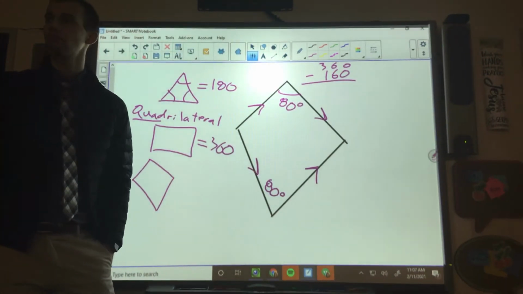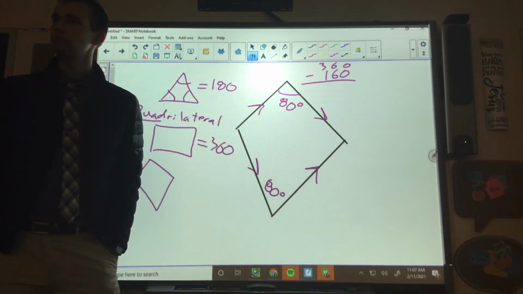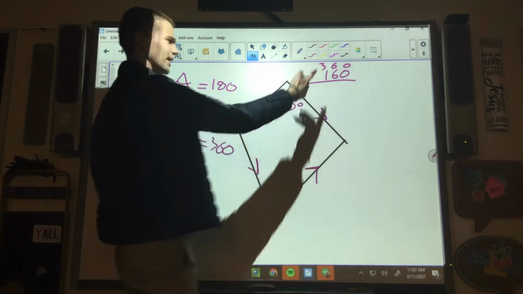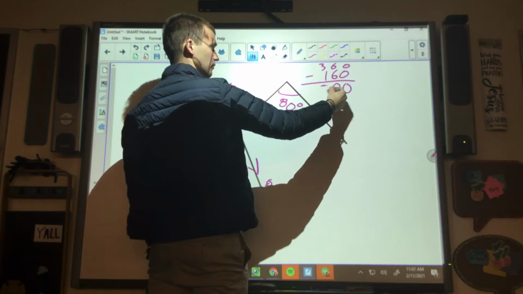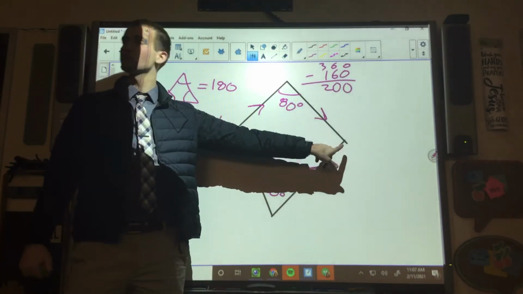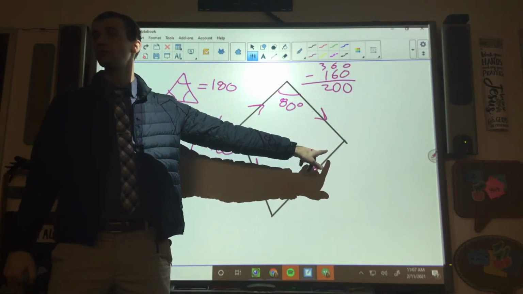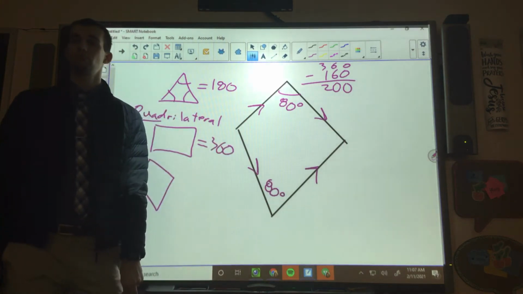This one's going to take me a little bit. This should not take you a little bit. 0 minus 0 is 0. 6 minus 6 is 0. And 3 minus 1 is 2. 200. So that means this angle is 200 degrees? No. What does it mean? That's both of them.